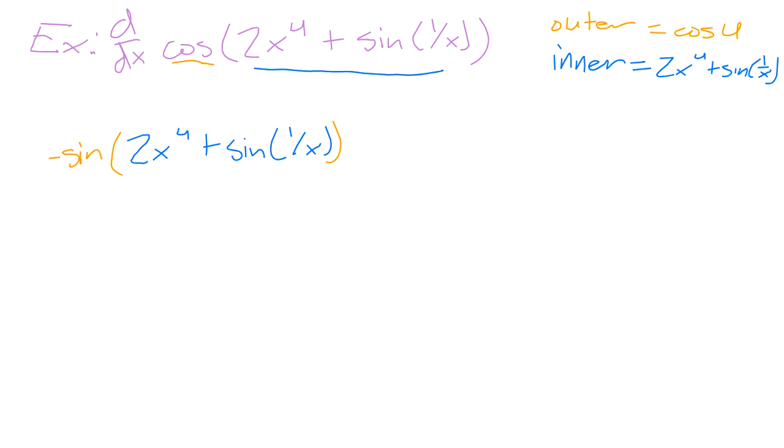Now we need to take the derivative of our 2x to the fourth plus sine of 1 over x. But if we look closely, we actually go another layer further, because we have this sine of 1 over x. So we will have to apply the chain rule again when we take our derivative. We can already take our derivative of 2x to the fourth, which will just be 8x to the third.